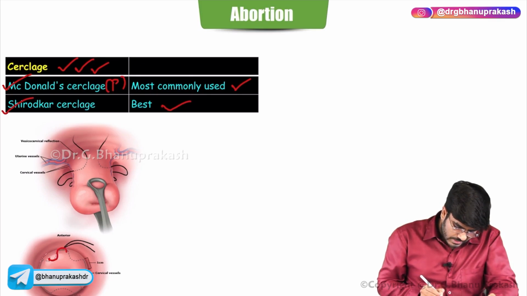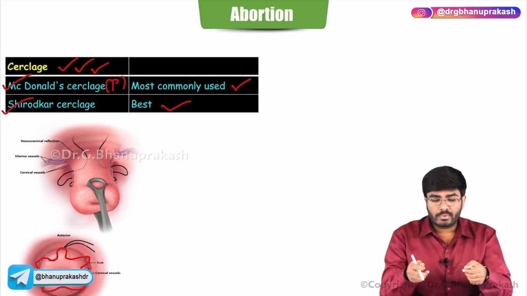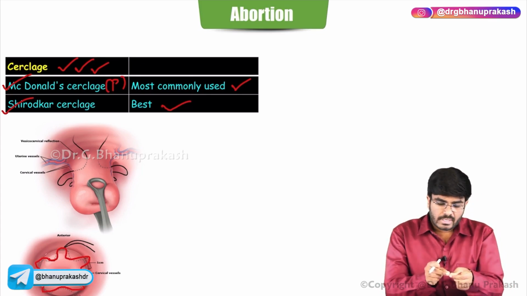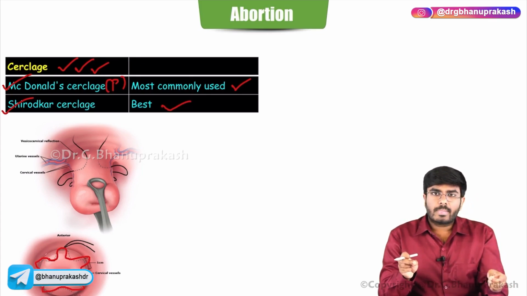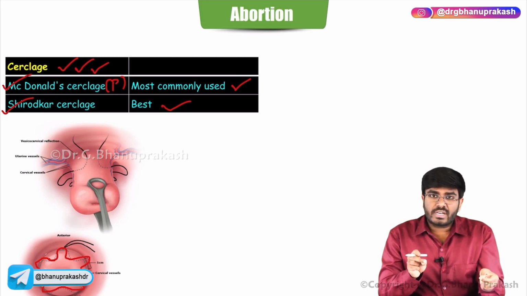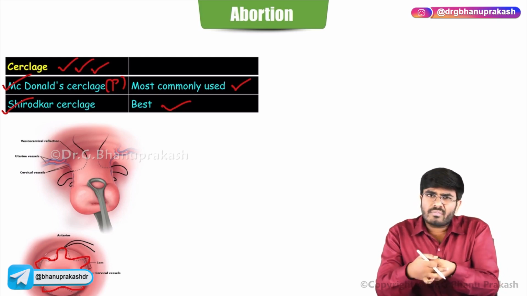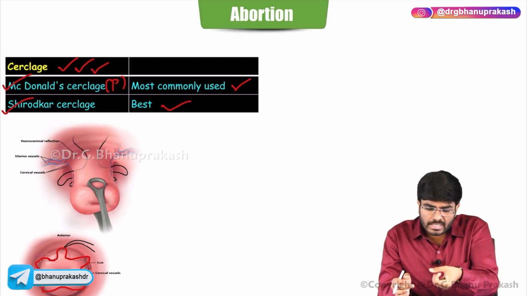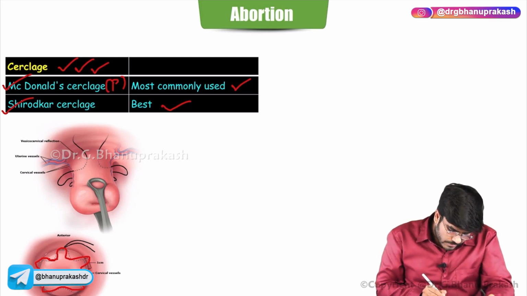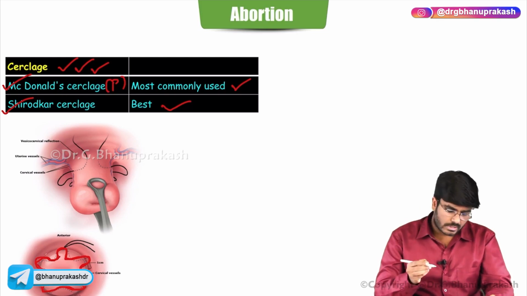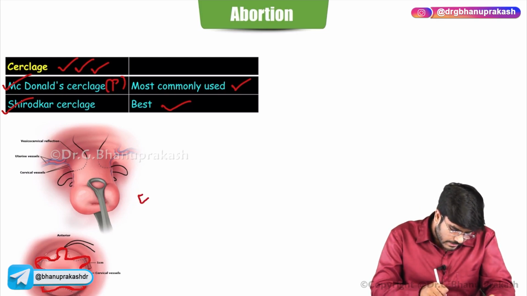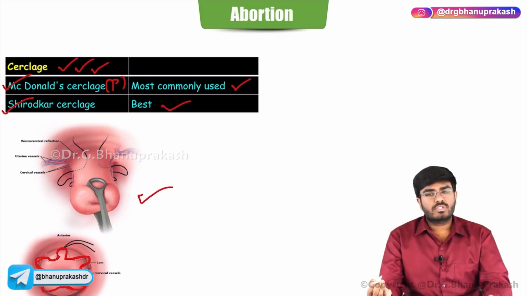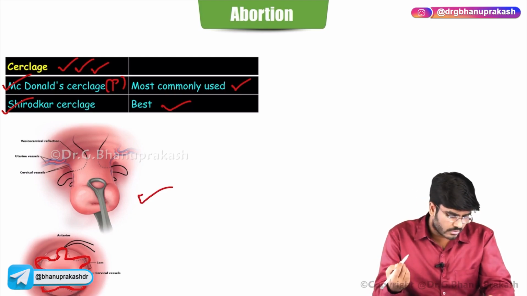Here what you can see is these sutures which are just like a purse string. There are those kinds of purses where you just extend the thread and the opening of the purse gets closed, so like that. So this is a purse-string like suture. Whatever you are seeing here is a McDonald's cerclage, which is the most preferred used one, but the best is going to be Shirodkar cerclage.